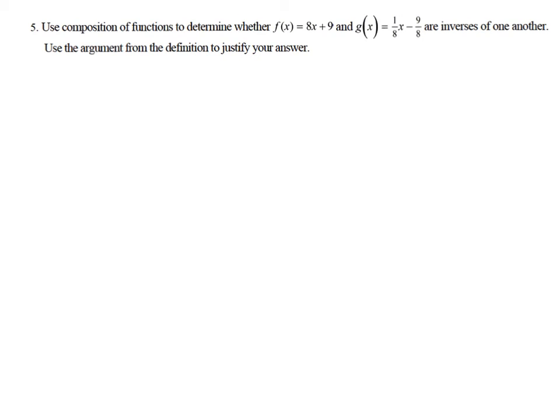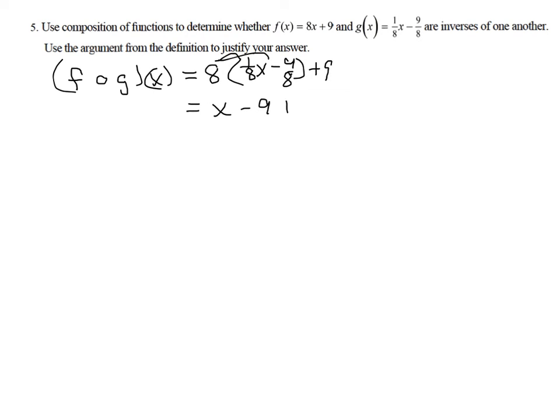In question number 5, it says use composition of function to determine whether f function and the g function are inverses of one another, and then use an argument of the definition to justify our answer. All right, so in looking at this question, let's determine, is f of g of x equal to x? Well, let's see if it is. So we're going to substitute the other function in here, so 1/8 x minus 9 over 8 plus 9, distribute in my 8, and I will end up with x minus 9 plus 9, which equals just x. So you've shown that f of g of x does equal x.